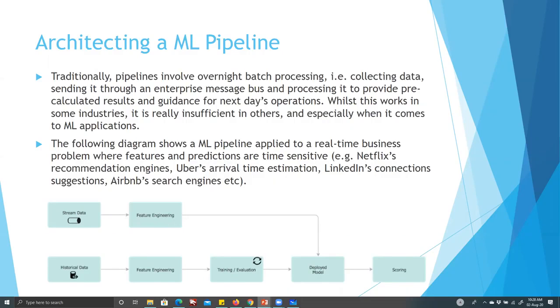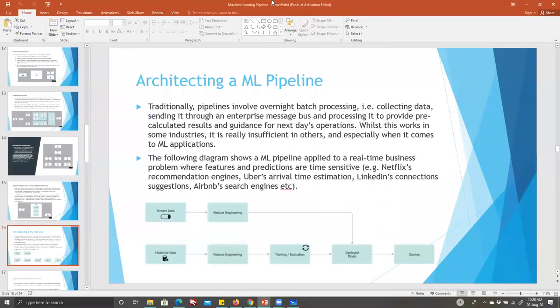So you collect the past data and put it in historical data as well. Again, you can do your feature engineering, your training and evaluation. Once the best model has been selected, it can be deployed as the new model, and then the scoring will begin. So how does this happen?